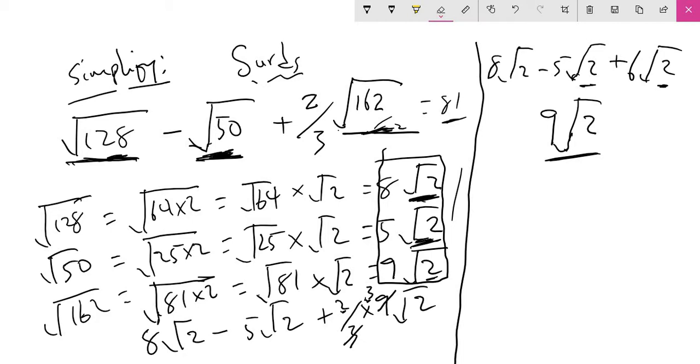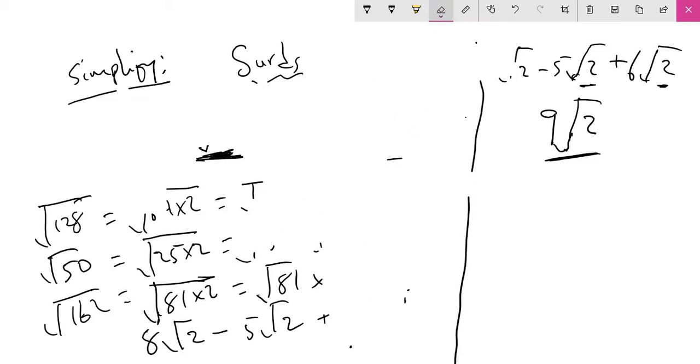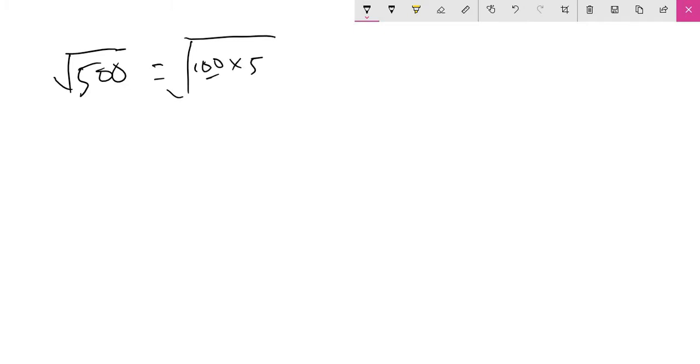Okay, let's try some more. Let me just clear the entire screen. So we have to simplify root 500. You can pause it and try. Otherwise, I'm just going to go right in. This is the same as root of 100 times 5, which gives 500, and 100 is a perfect square. So this gives root 100 times root 5, which is equal to 10 root 5.